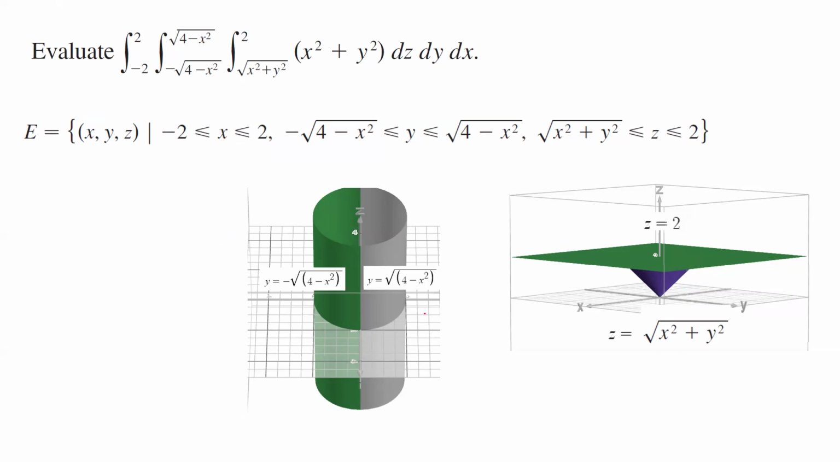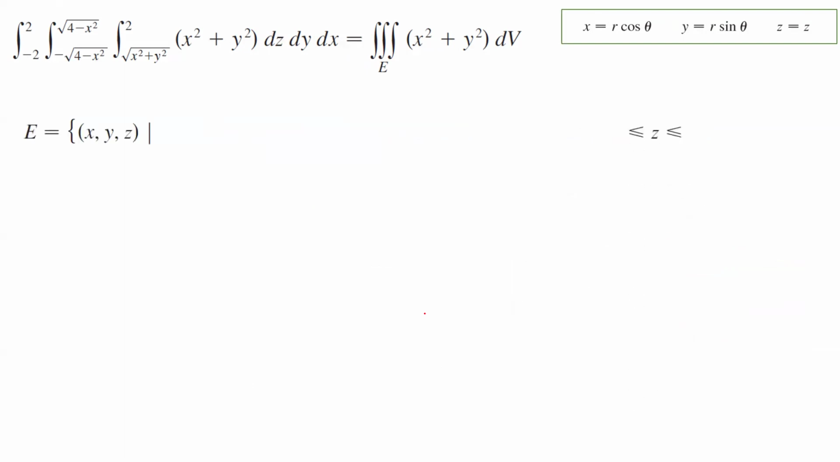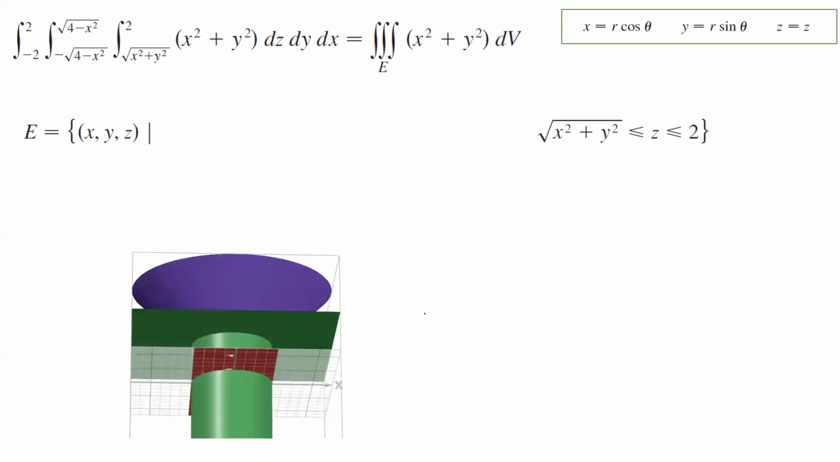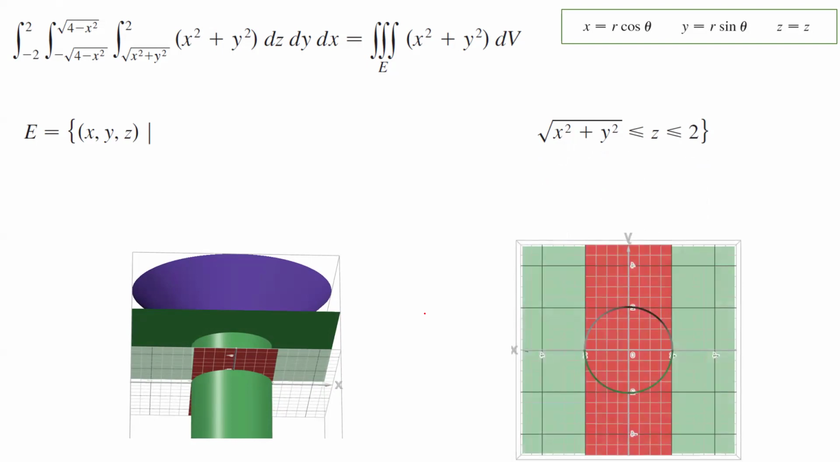Since you have a cylinder involved, it's better to use the cylindrical coordinate system. So in calculating this triple integral, let us do the conversions. X is r cosine theta, y is r sine theta, and z is equal to z. Okay, so for E, z is bounded between 2 and the square root of x squared plus y squared. And this is our object that we're looking at. If you look at the projection in the xy plane, the intersection between all of these is this guy on the right-hand side in 2D, two dimensions.